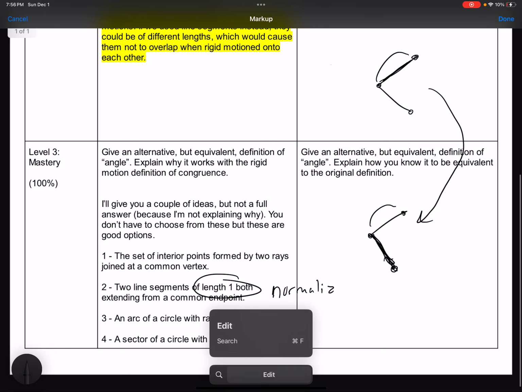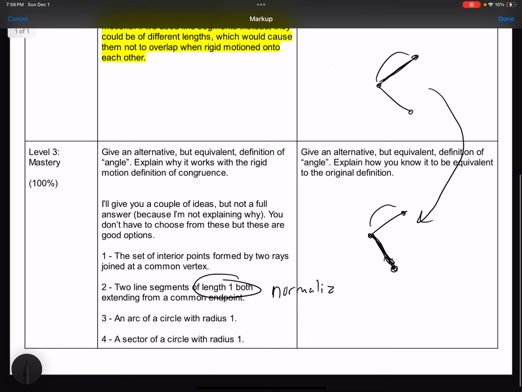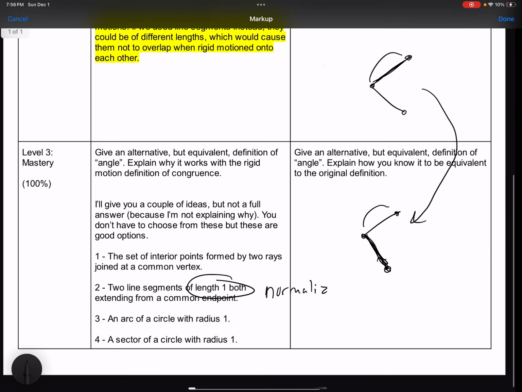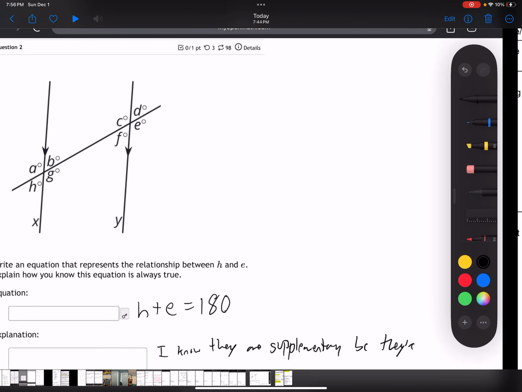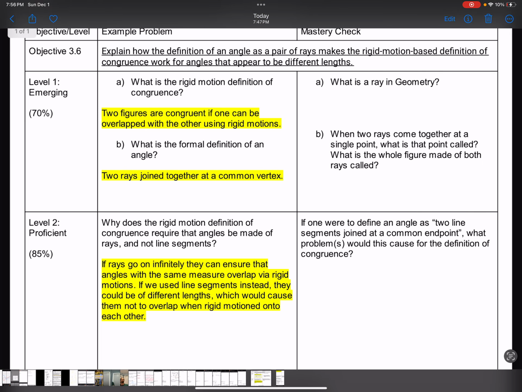This is really hard to explain over video, but ask questions about this, talk to me, and we'll try and get this to a level where everybody can master this. We're overall trying to get through one major point, which is this. Because angles are defined to be congruent using rigid motions, that's the definition of congruent, we need a definition of angle that works with that.